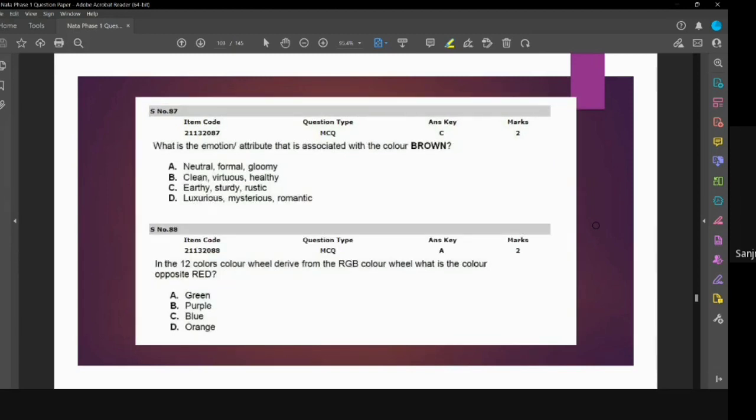Next question. What is the emotion or attribute that is associated with the color brown? So brown color ഏത് ഇമോഷൻസിനെയാണ് ഡിപ്പിക്ട് ചെയ്യുന്നത്? And we have 4 options here. Option A is neutral, formal, gloomy. Option B is clean, virtuous, healthy. Option C is earthy, sturdy, rustic. And option D is luxurious, mysterious, romantic. The correct answer is option C. That's earthy, sturdy, and rustic.